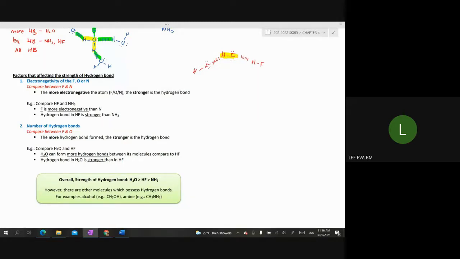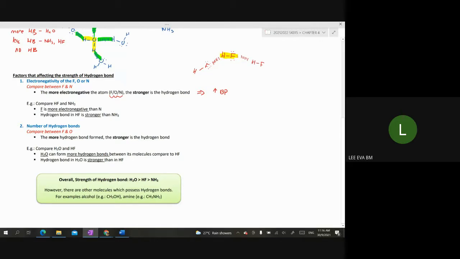So the more electronegative the atom is, whatever atom you need to mention, the stronger will be its hydrogen bond. So this one will also link to the boiling point. Remember we talked about last week, the boiling point depends on the strength of intermolecular forces. So if you have a stronger bond, you will have a higher boiling point. So this one is electronegativity.